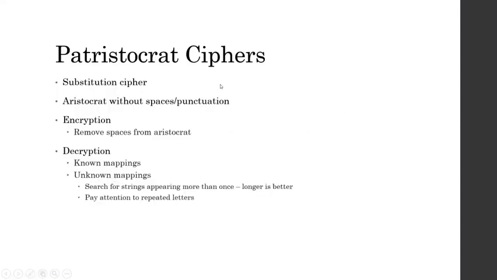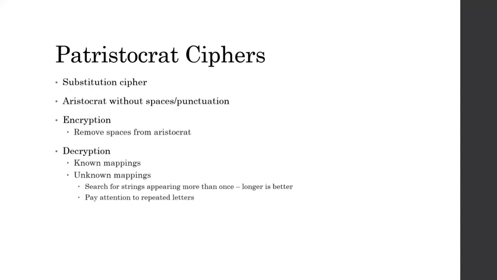Patristocrats is like an aristocrat, but without spaces or punctuation. It's literally the exact same method of encryption, but you take away all of the spaces and all of the punctuation, so it automatically becomes harder to decrypt because you can't rely on word length anymore, because it's just put together into one giant string. To decrypt patristocrats, if you know the mappings, that's the same old method as usual. You just map the ciphertext back to plaintext.